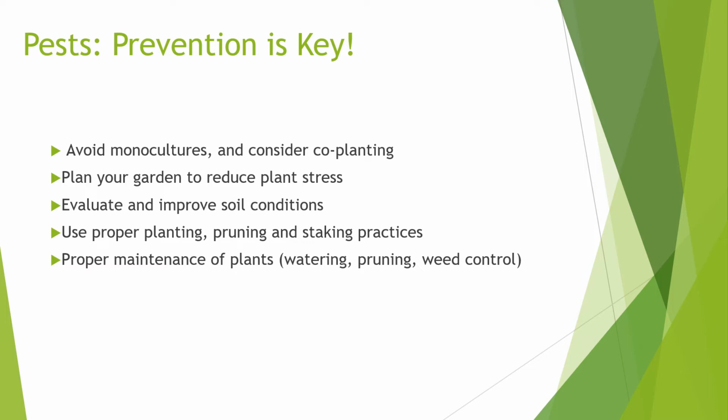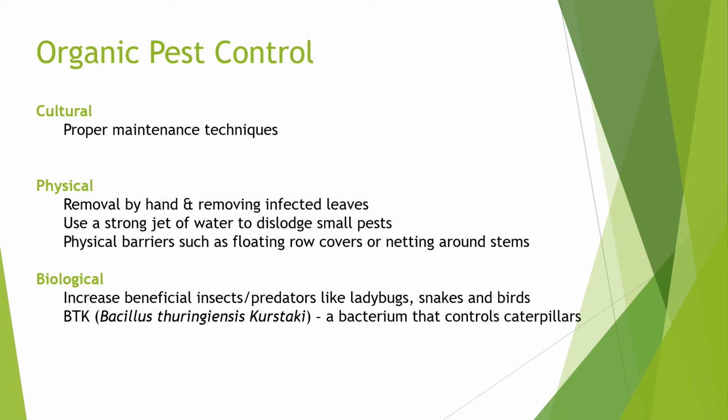So if you're doing everything you can to prevent pests, you will have a really good chance of avoiding them altogether. However, sometimes they still do manage to get in. So when those pests get in, what are we going to do? How are we going to do organic pest control? Well, there's three methods.